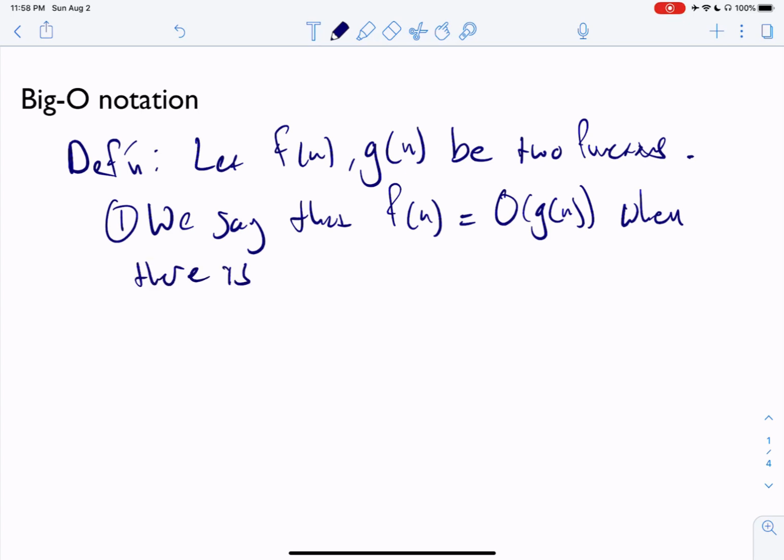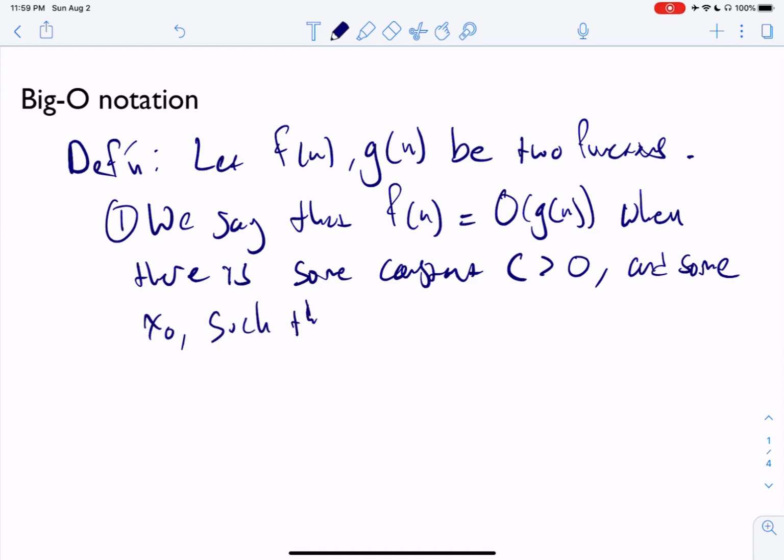there is some constant c bigger than 0, and some also x naught, which is another constant, such that f of n is less than or equal to c times g of n for all n bigger than or equal to x naught. Okay, that's what we mean when we say big O. So I'll give you a couple of other definitions.